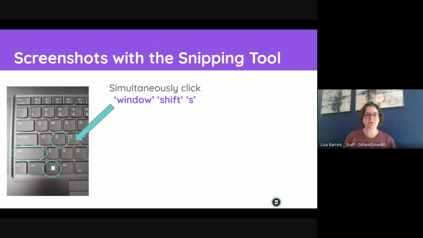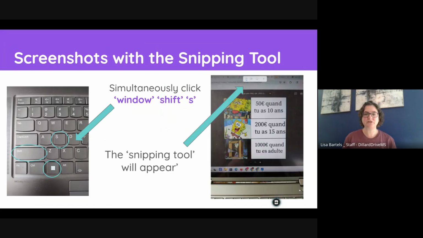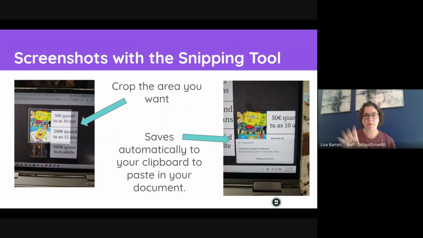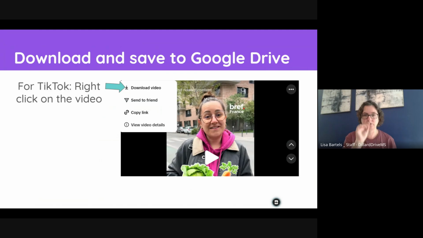There's a tool on Microsoft computers called the snipping tool. You click Windows, Shift S, and then this snipping tool comes up. It comes up at the top, and it lets you cut and paste or crop the area that you want. You just drag in a square around the area you want. And then another pop-up comes up that says it's saved to your clipboard, and you can paste it in a document, or you can also click on that box and download it. So that's actually all the screenshots of social media that I've had in this slideshow. That's the technique that I use.